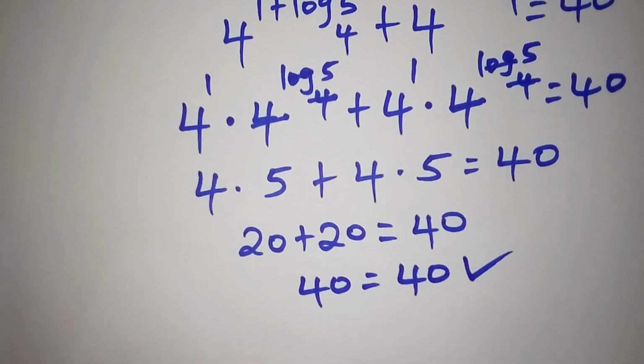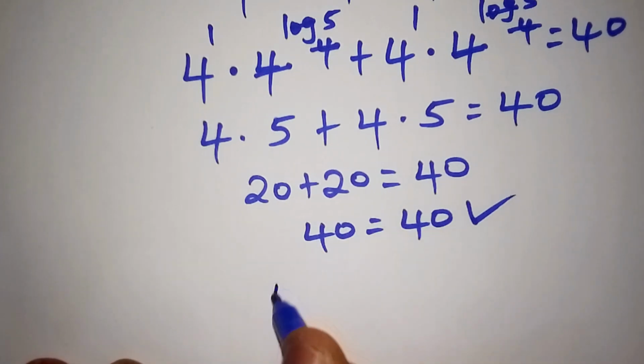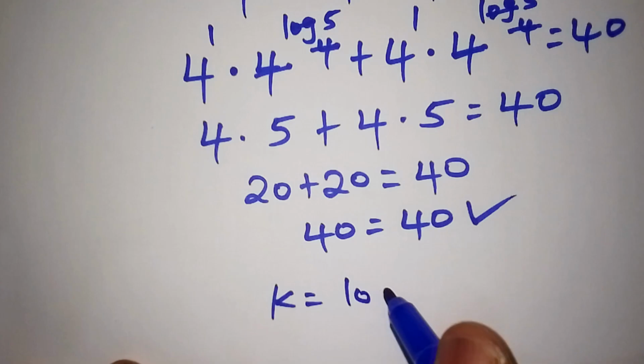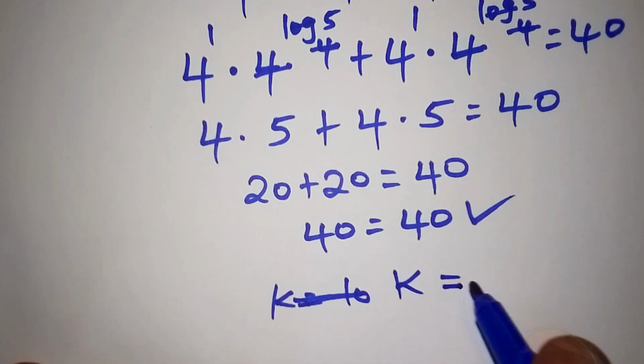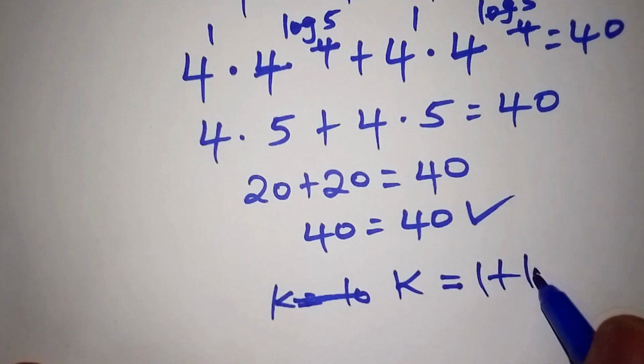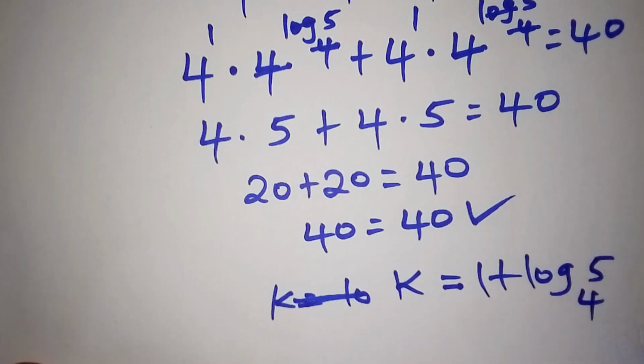When we agreed and said that our value for k, our final answer for k, is equal to 1 plus the log of 5 to the base of 4.